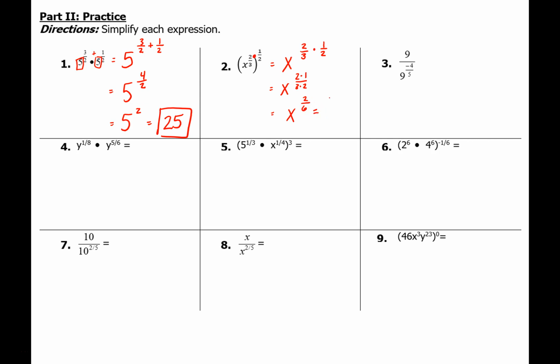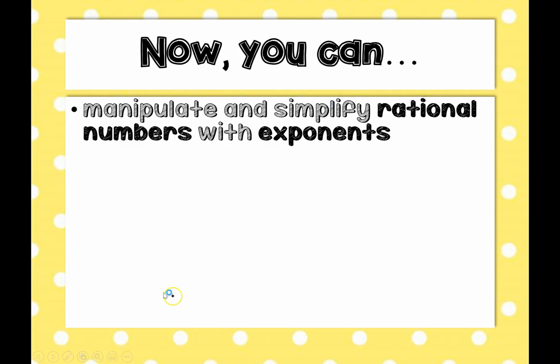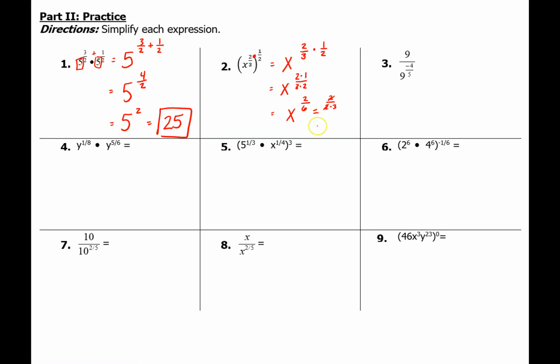Another way that you might think about this is 6 is 2 times 3, which means that's going to divide out. And it leaves us with 1x raised to the 1/3. And that's my final answer there.